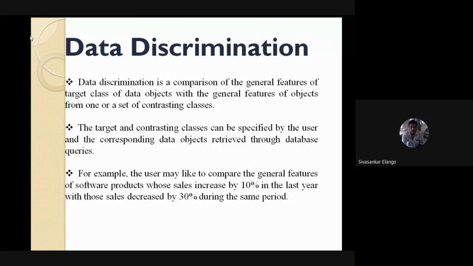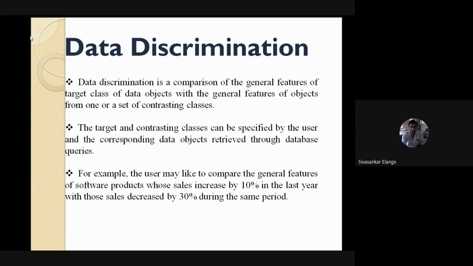It is a comparison of general features of target class of data objects with general features of objects from one or more contrasting classes, right? So I need to compare two different objects in different classes. I can go for data discrimination.